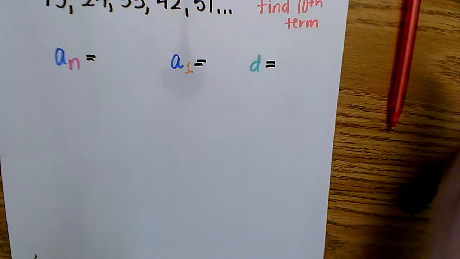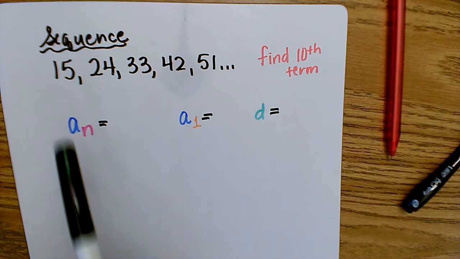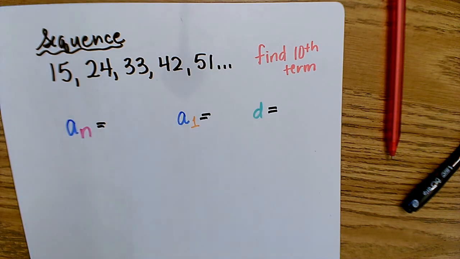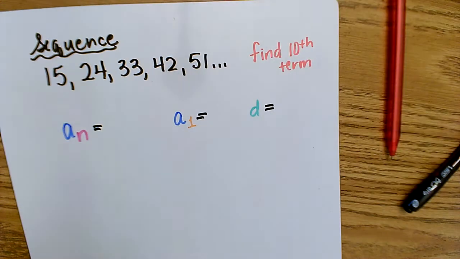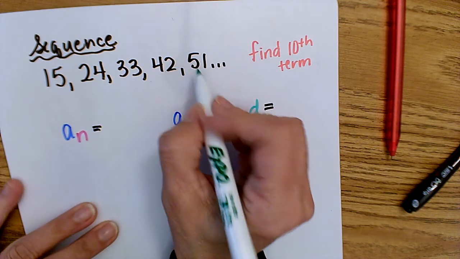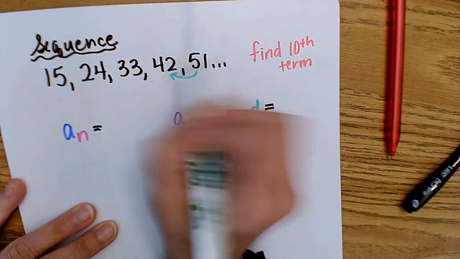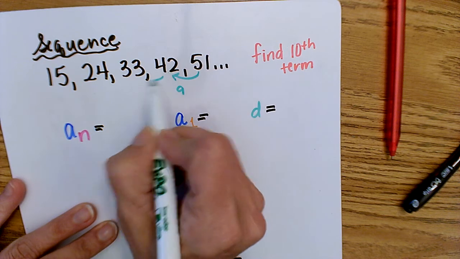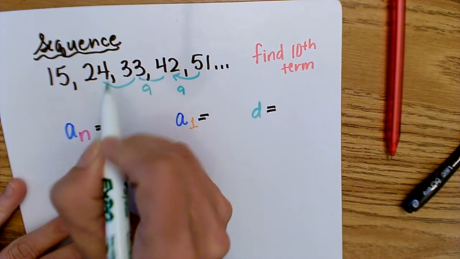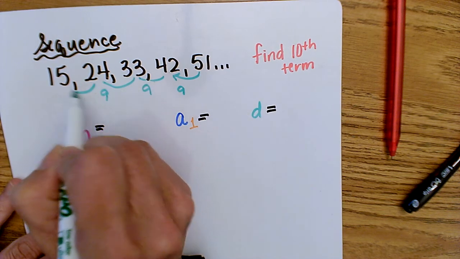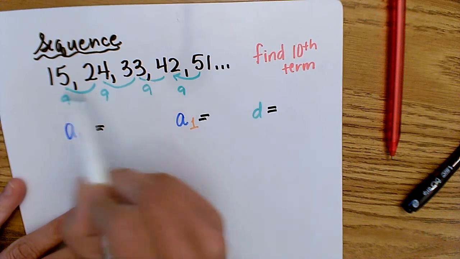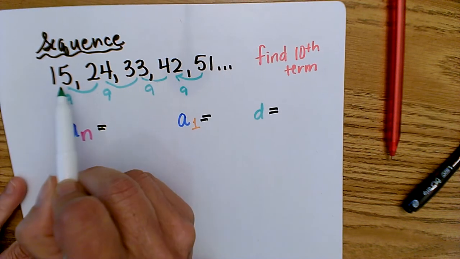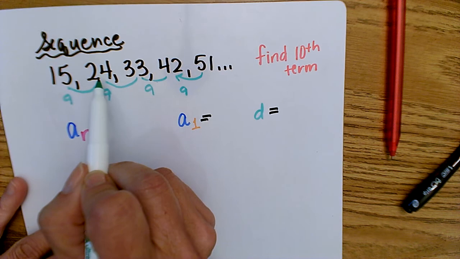Here's a sequence. I have starting with 15, then 24, 33, 42, 51. The first step is to find the common difference. I'm just going to start at the back and subtract the number in front of it. So 51 minus 42 is 9. 42 minus 33 is also 9. 33 minus 24 is also 9. And 24 minus 15 is also 9. The reason I go backwards is because it's easier to think I'm going to subtract instead of thinking, what am I adding to get to 24?